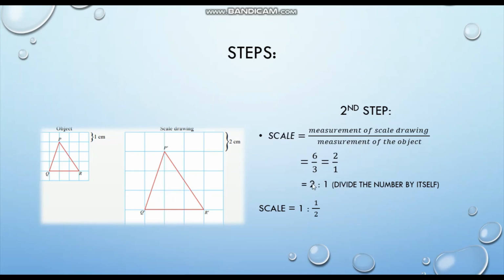And then you cannot leave 2 to 1 as the answer. 2 must be divided by the number itself, that is 2 divided by 2, equal to 1. And then 1 divided by 2 is equal to 0.5, or can be written as 1 over 2. You cannot leave the answer in decimal because the rule of scale drawing is that the measurement must be converted into fraction. Otherwise you lose marks at this stage.